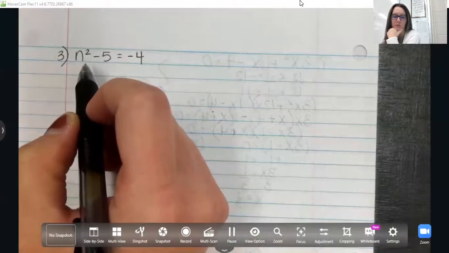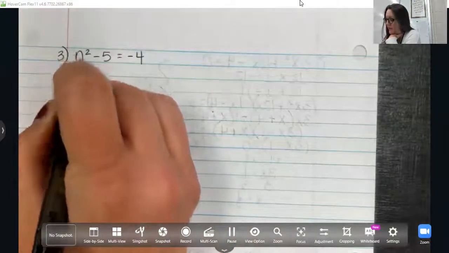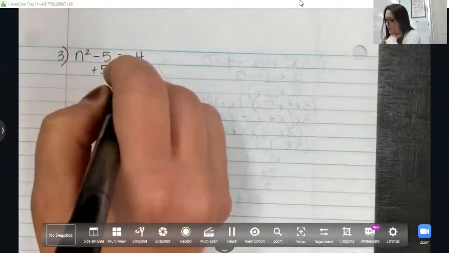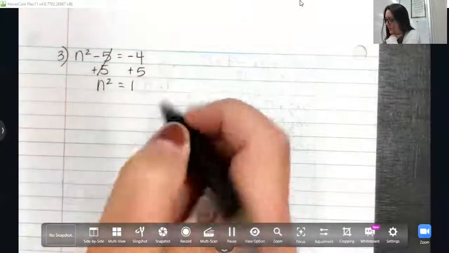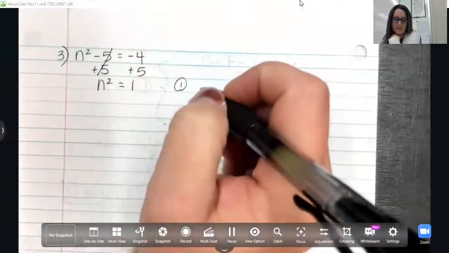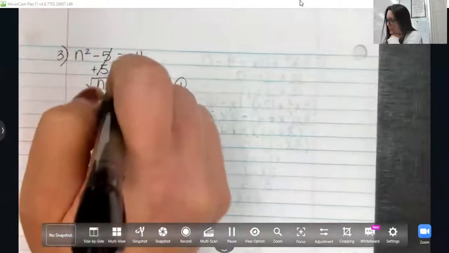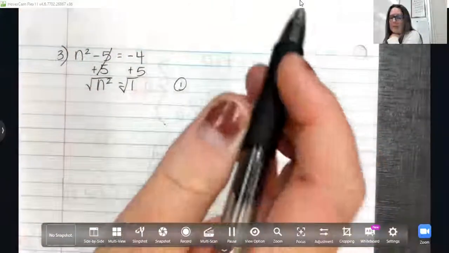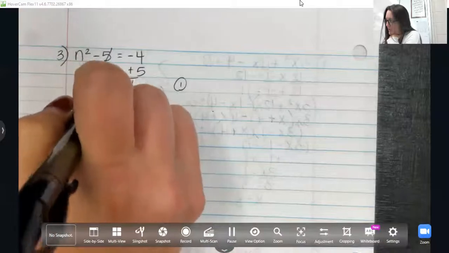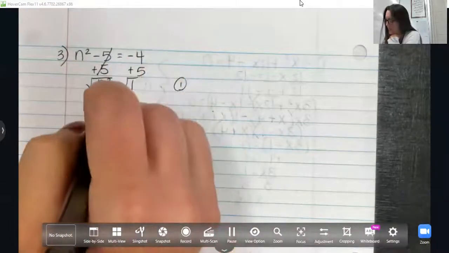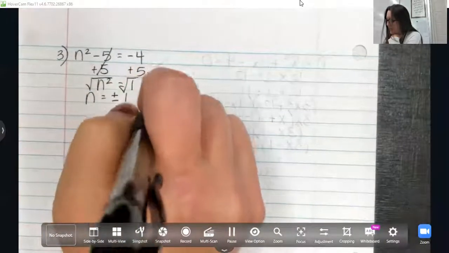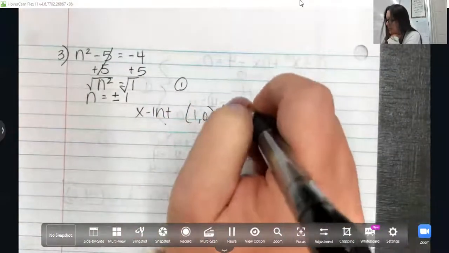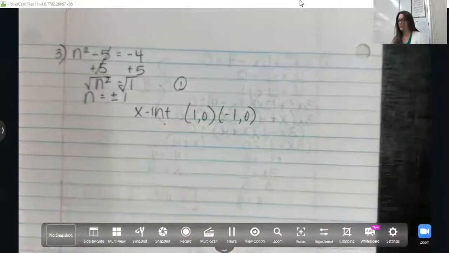So we're going to do step 1, which is isolate the square. I want n squared on one side and everything else on the other. So I'm going to add 5 to the other side. So I have n squared equals 1. That was step 1. The next one is take the square root of both sides. So I'm going to take the square root of n squared and the square root of 1. Now, the square root of n squared is n. The square root of 1, remember, is positive or negative 1. So our answer here for our x-intercepts is (1, 0) and (-1, 0). And I'll show you what this looks like.